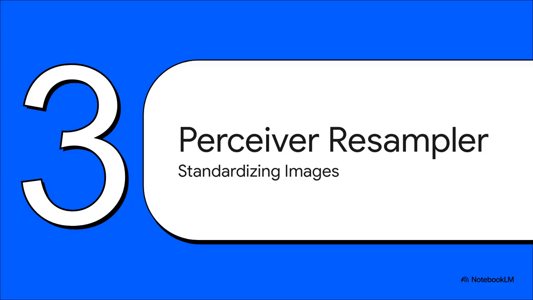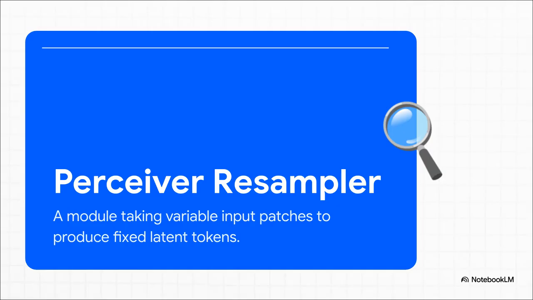That brings us to Part 3, the Perceiver Resampler funnel and standardizing images. What's really fascinating here is how Flamingo handles the sheer chaos of different image sizes. Because, when you feed images into a vision transformer, a small image creates a few data patches, and a large, high-res image creates a ton. If you just dumped all those variable patches directly into that frozen LLM, it would get completely overwhelmed.